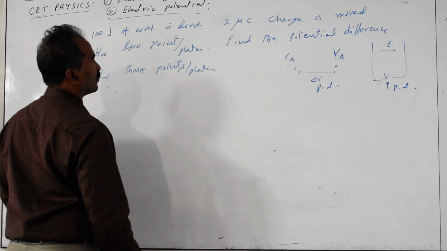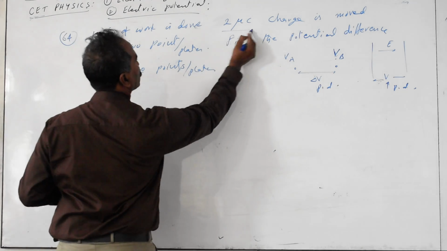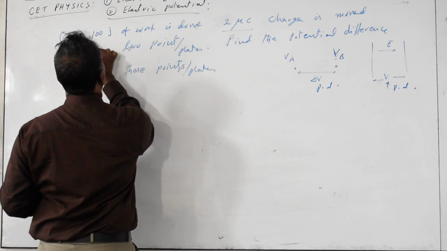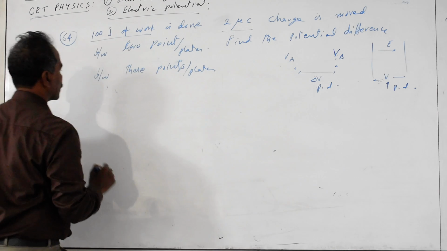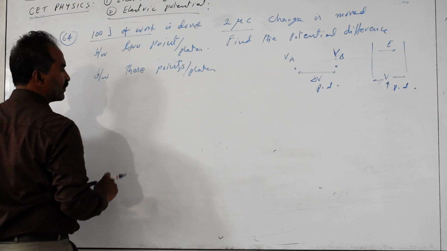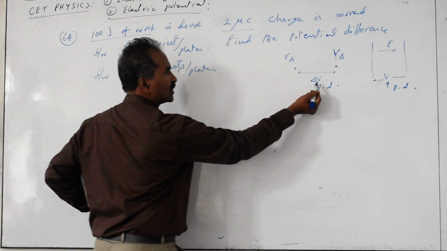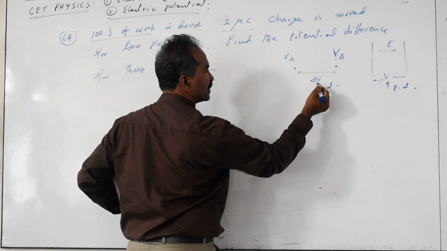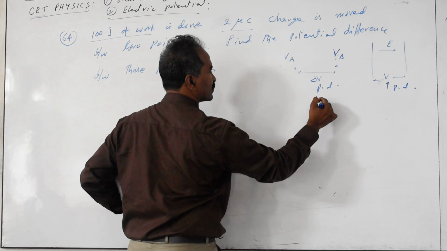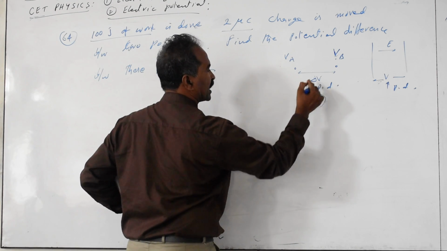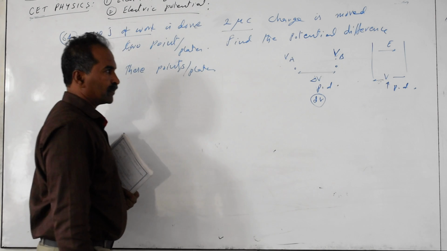What is the formula for the work done? The charge movement is 2 microcoulombs, and the work done is 100 joules. You have to write the potential difference. We can take the potential difference as V, or dV, or delta V. If you take delta V, then you have to take delta W.